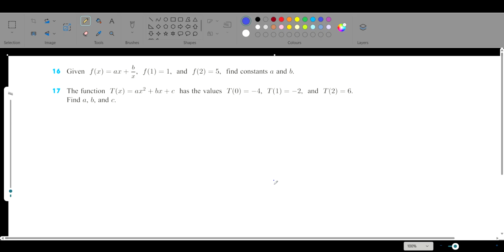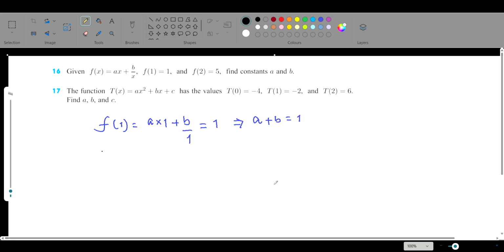Here we have the two replacements for the x: one is 1, another is 2. And we have the values of y at those points. Are you getting this? So f(1) is a times 1 plus b upon 1, and the value for that point is 1. So what is my equation? a plus b is equal to 1.